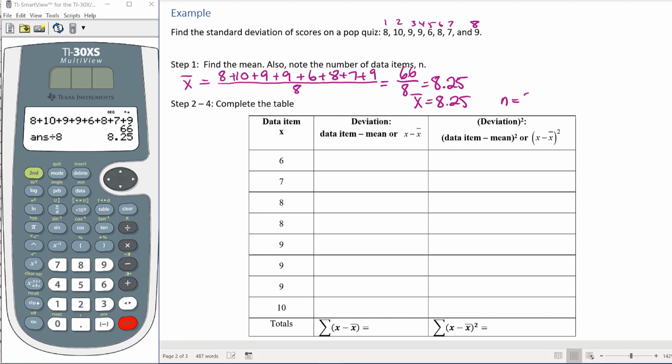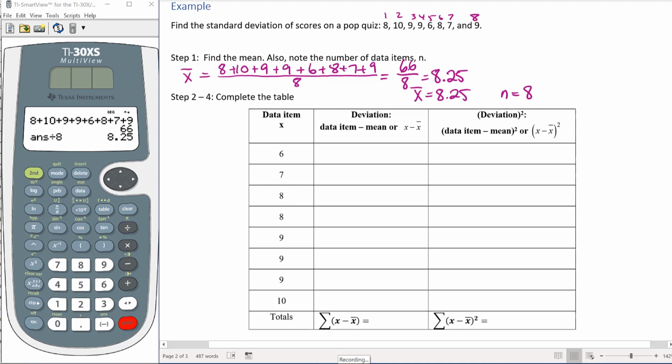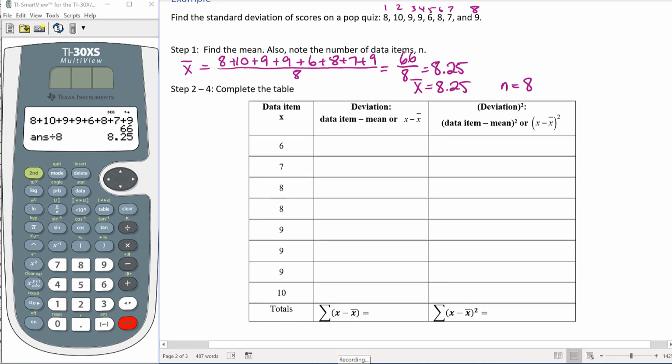Another thing to note is n is equal to 8. We wanted to note n because we'll be using that in the future. Next is steps 2 through 4. But I have it in a table here, so it's going to be easier for you to find those steps. So the first step is the deviation. That takes the data item minus the mean.